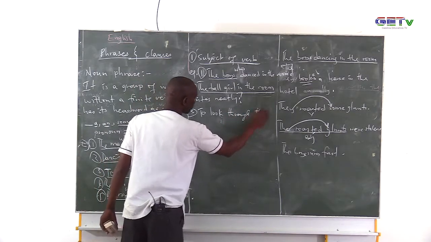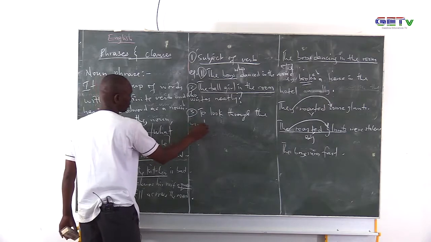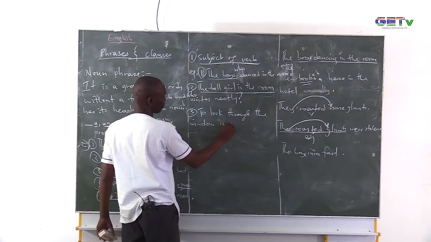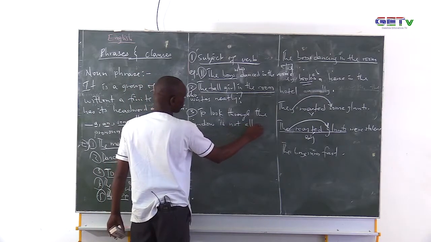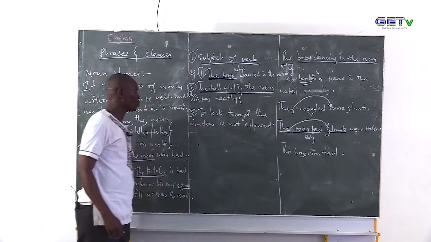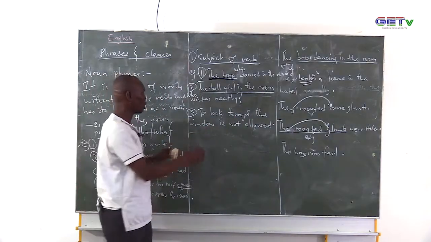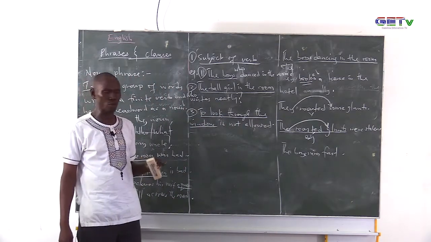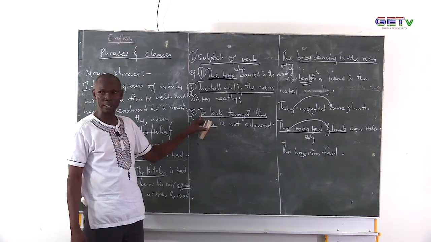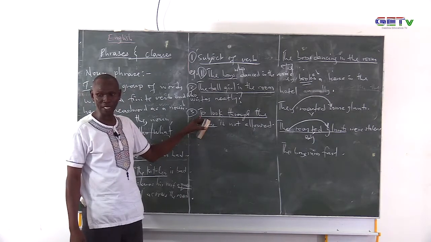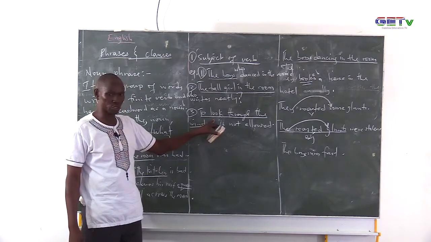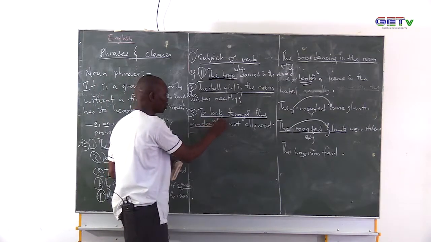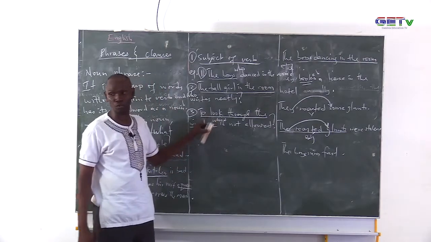Example 3, to look through the window is not allowed. Now, to look through the window is not allowed. If you underline to look through the window, assuming this is on a line, to look through the window. Now, here, the head word is a preposition. But then by looking at the role it plays, let's look at it this way. What is not allowed? Now, you put here what is not allowed. The answer is going to be to look through the window.